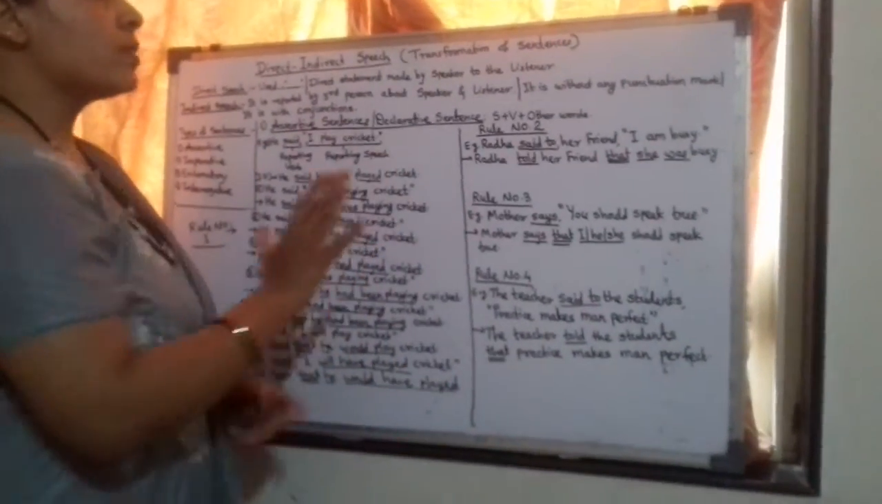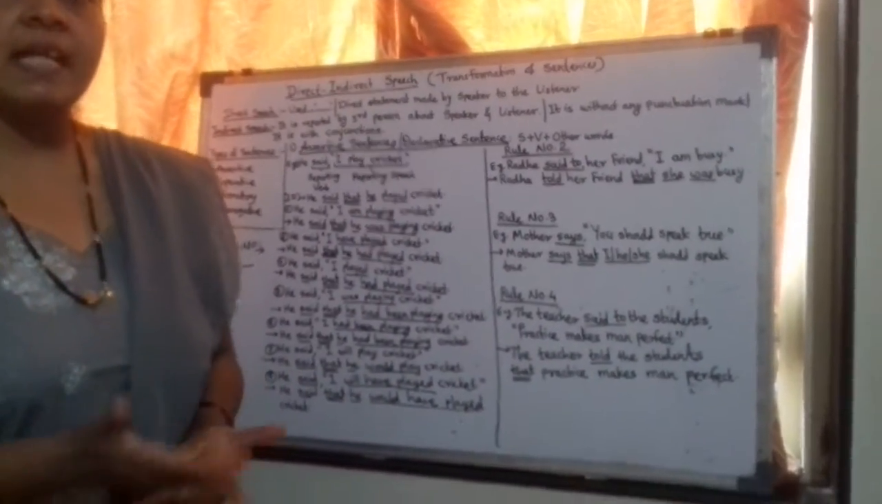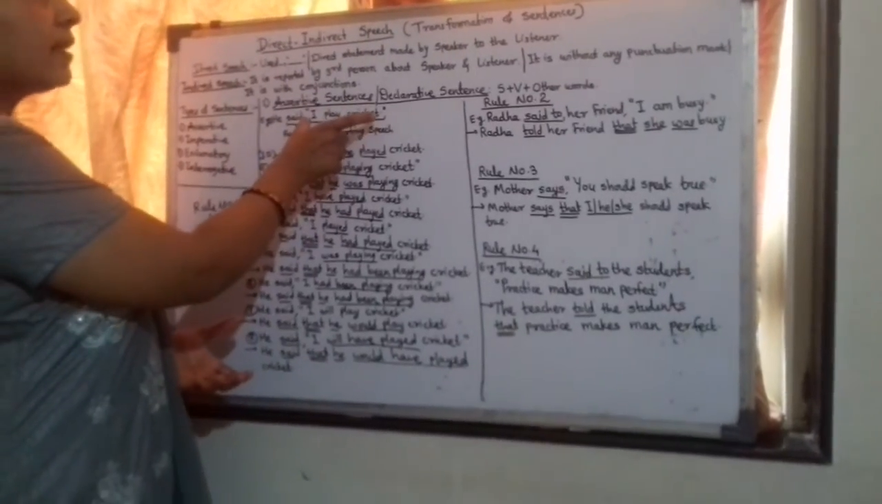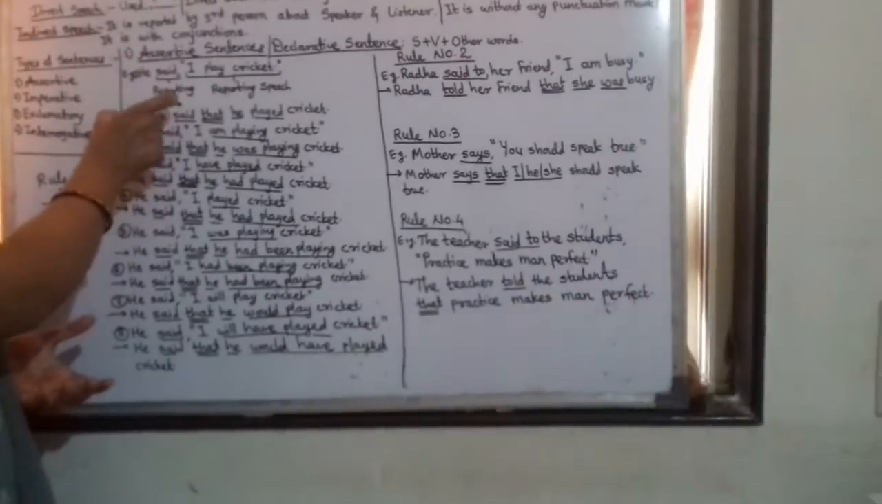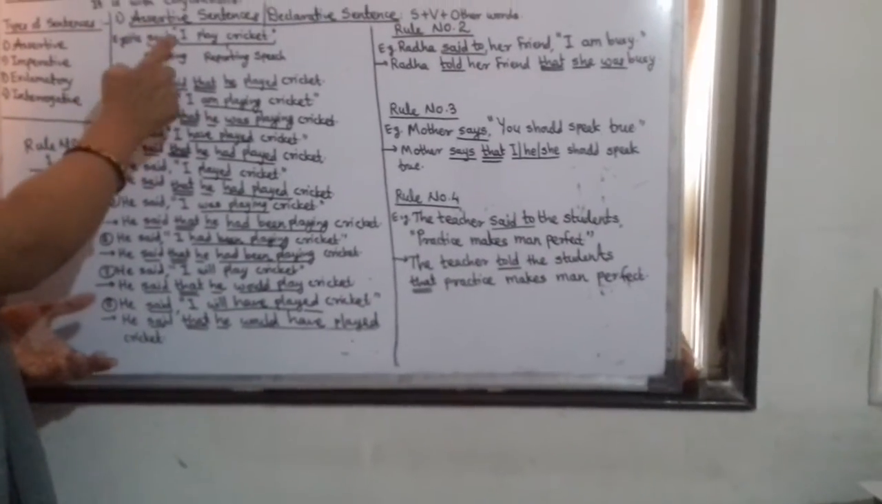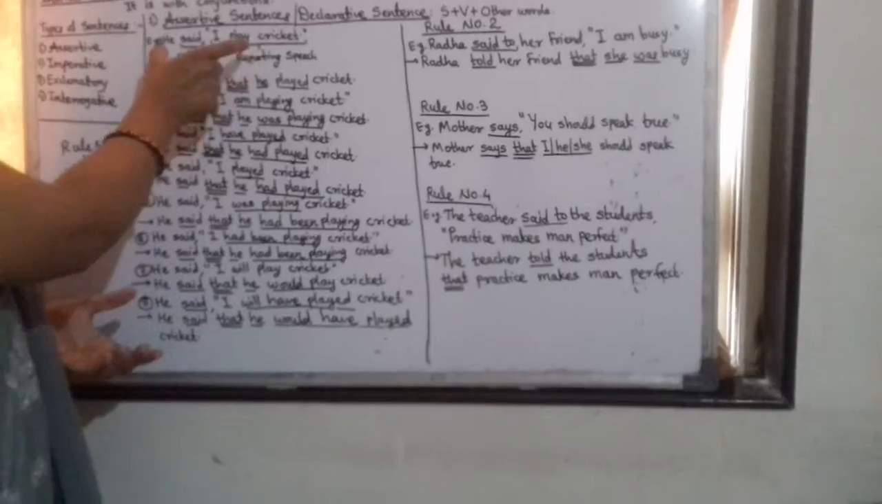So this is about assertive or declarative sentences. The type of sentence written in the second clause decides what kind of changes we have to make in the reporting verb and what kind of conjunction we have to use to connect both clauses.